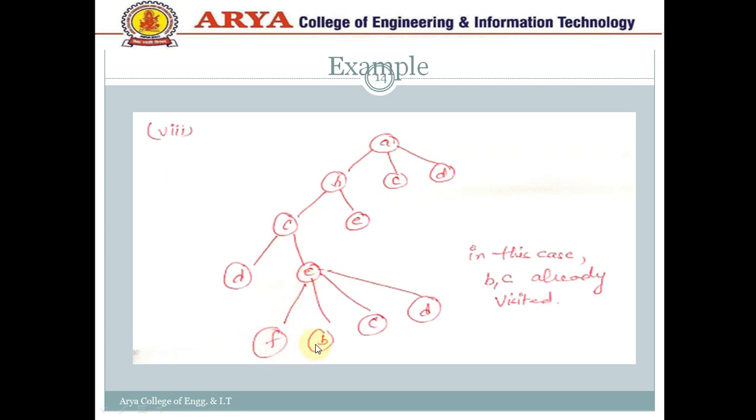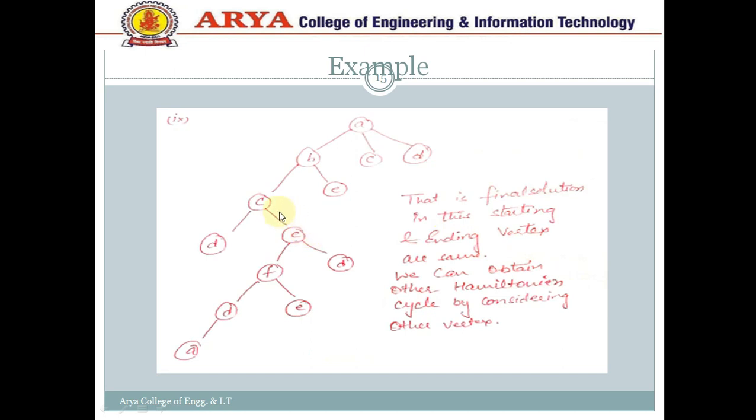So in this tree we can see that we can move at this E. E has a neighbor F, B, C and D. In this case B and C are already visited, so we can remove this node in the next tree. In this we can see E has the neighbor F and D, and F has a neighbor D and A, and this has E, and A is repeated. According to this definition, the starting vertex and the ending vertex are same, so this is the final solution. In this, starting and the ending vertex are same, we can obtain other Hamiltonian cycles by considering the other vertex also. Like if we start from B as a root, then we can choose that path also.